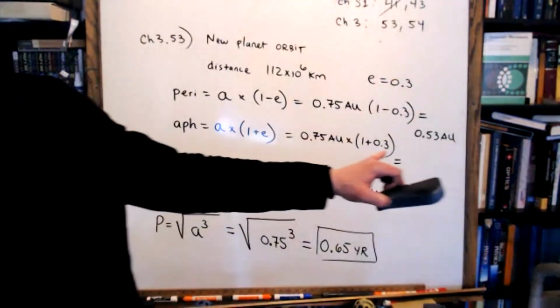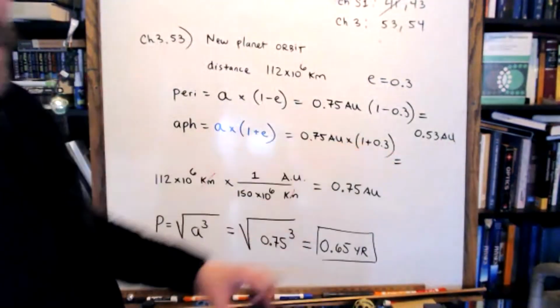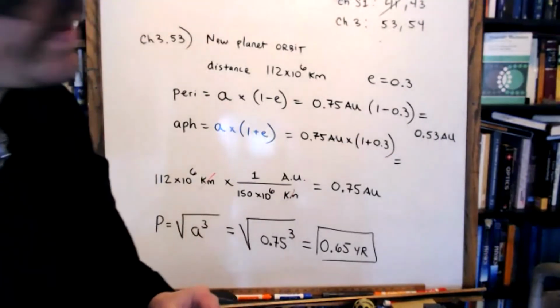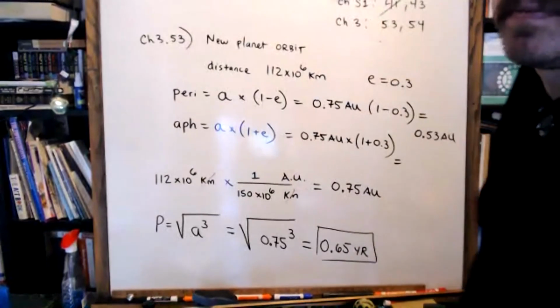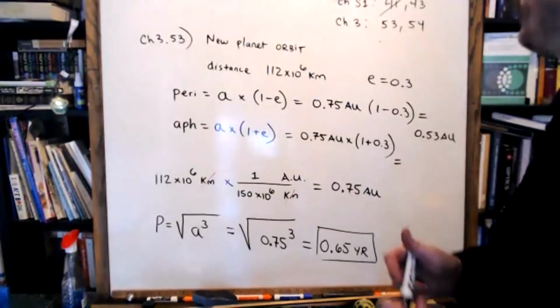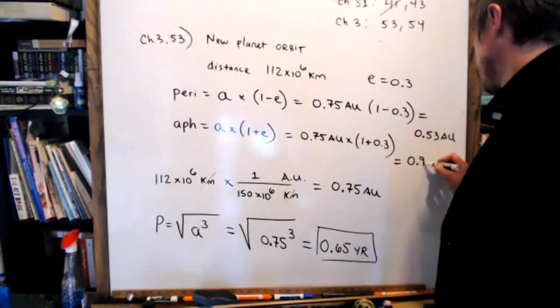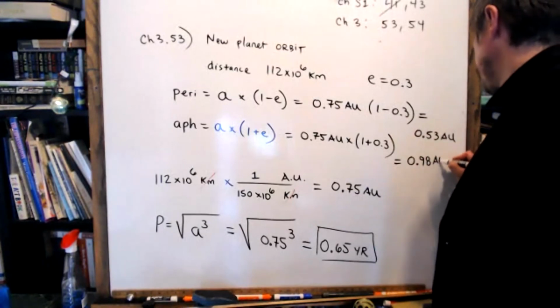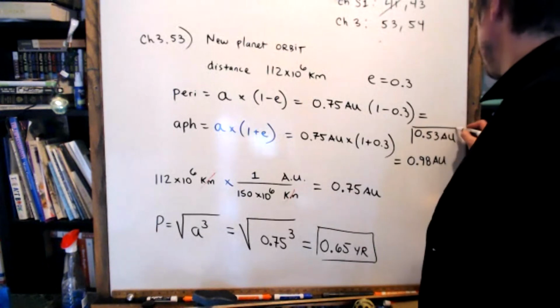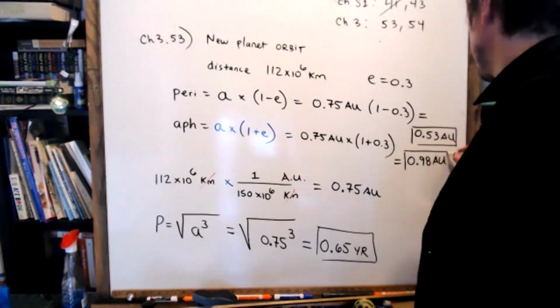Do you guys want to try that one now? Do it the same way, but this time plus. Someone get me an answer for the aphelion. 0.98. Good. And the units? Astronomical units. Good. So we'll box that.